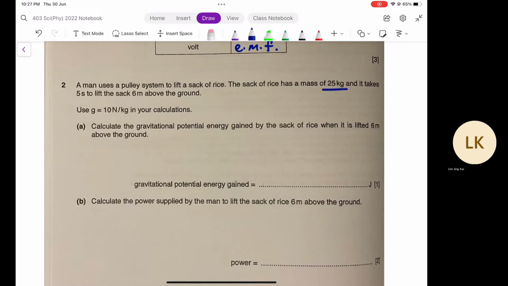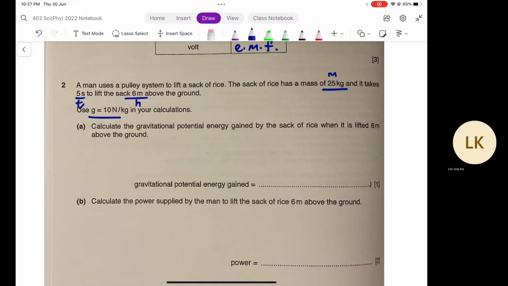So for question 2, a man uses a pulley system to lift a sack of rice. The sack of rice has a mass of 25 kg and it takes 5 seconds to lift the sack 6 meters above the ground. Okay, so we also know that g is 10 newtons per kg. In the next part of the question, calculate the gravitational potential energy gained by the sack when the rice is lifted 6 meters above the ground.